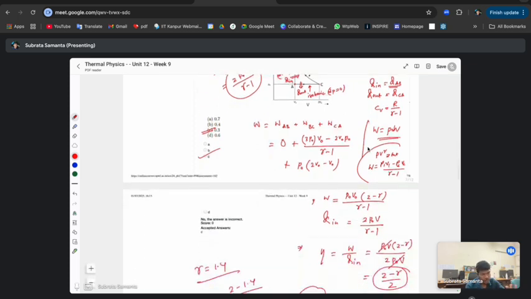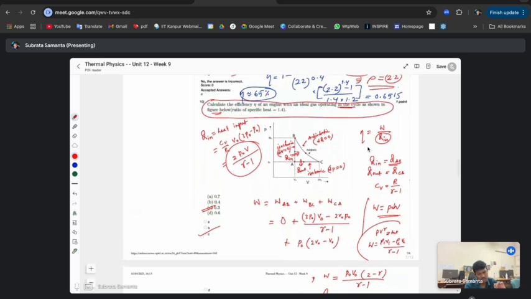Once you calculate the work done, the next part is to calculate the heat input. The heat input is through the A to B process, which is basically an isochoric process where dV equals 0. And Q is basically your Cv over R times PV, right?